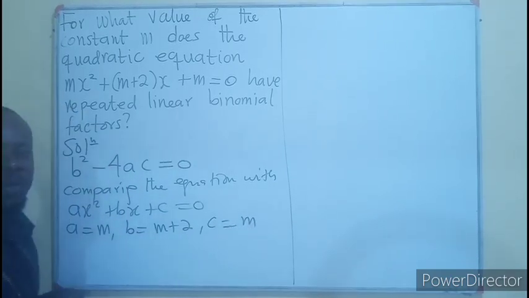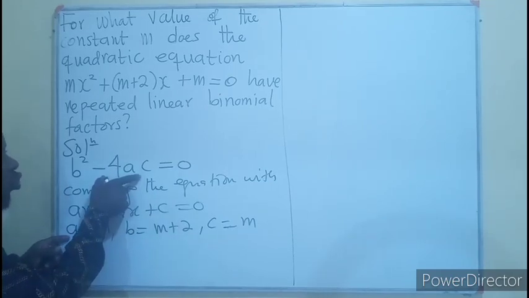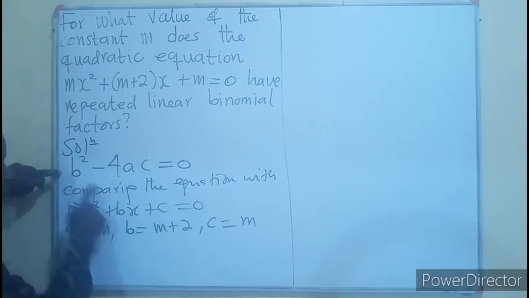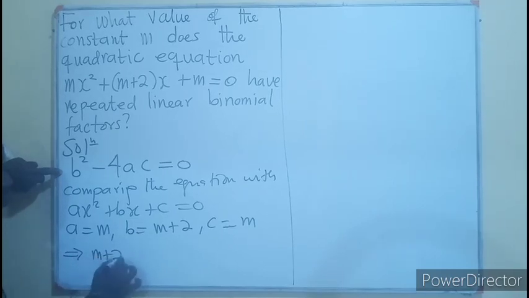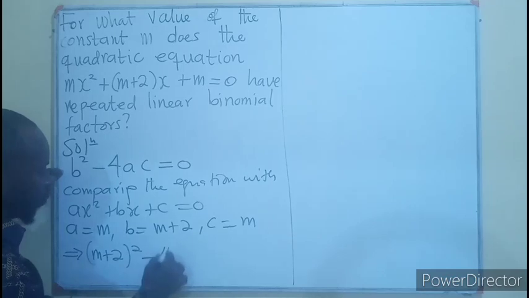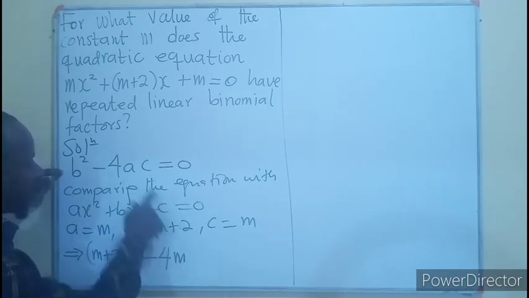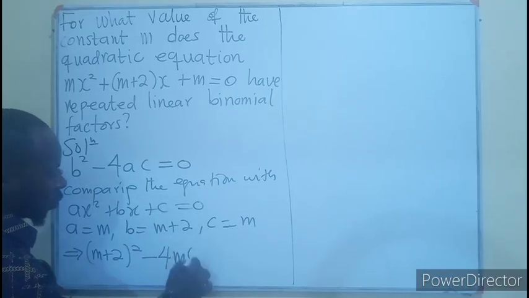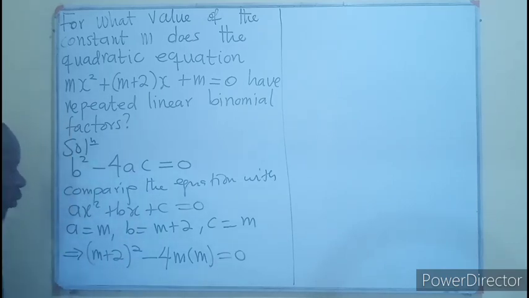Then the c, which is the constant term here, is going to be m. And since the discriminant must be 0, we substitute these values into b squared minus 4ac, where b squared will be m plus 2 all squared, minus 4a, which in this case is m, times c, which is also m, equals 0.